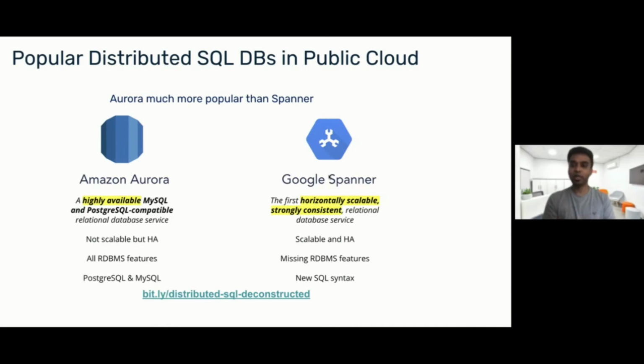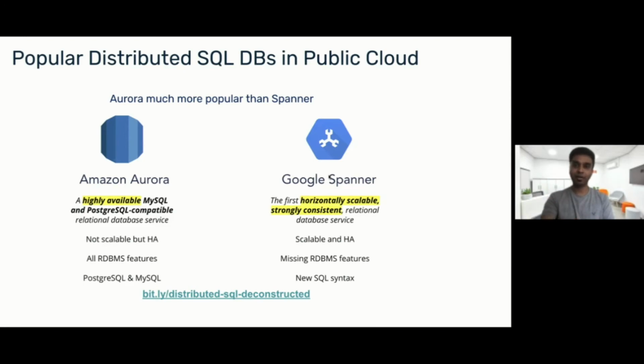Whereas in Google, what they did is they went ahead and created their own distributed SQL, or a linearly scalable database, which is their first horizontally scalable, strongly consistent relational database, Google Spanner, which you can use in Google Cloud as Cloud Spanner, right? So it provides scalability, HA, everything out of the box.